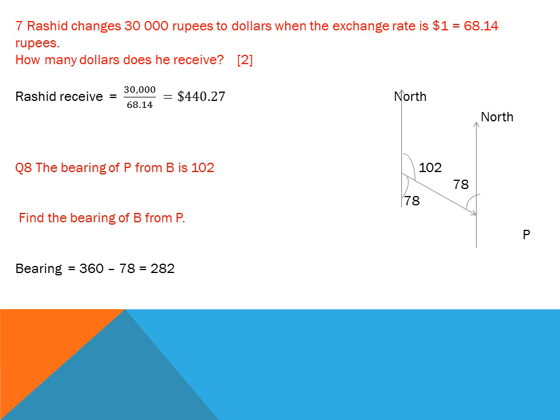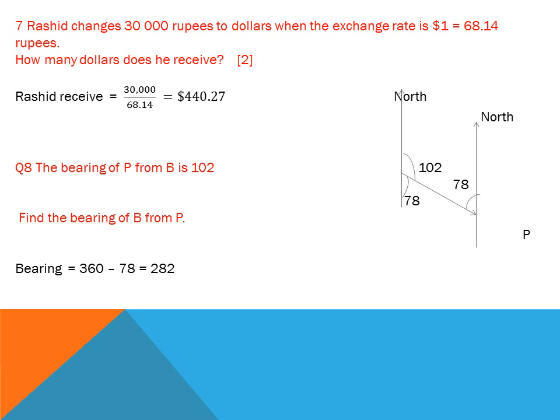The bearing of P from Q is 102 degrees. Find the bearing of Q from P. Bearing is equal to, first of all, we draw north at point P. Here is point P, 102 degrees, and here is 78 degrees, meaning here is a point Q which is missing. So we should find point Q. First of all, we draw a bearing of 102 degrees.